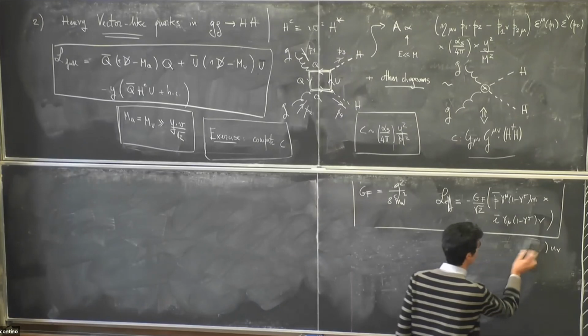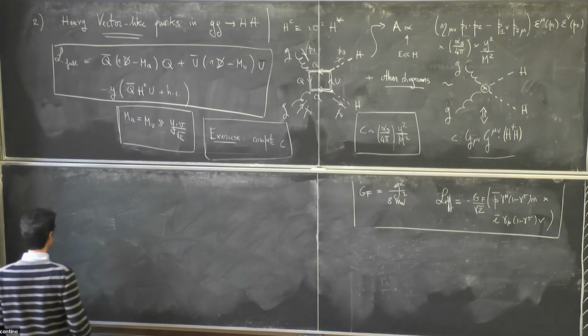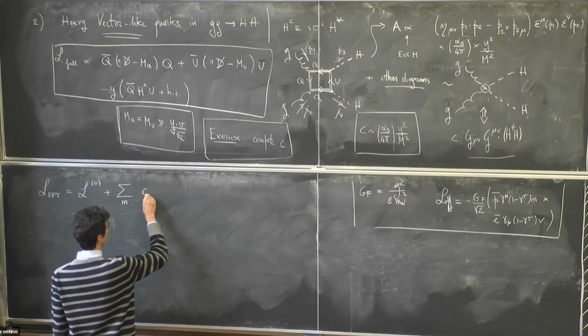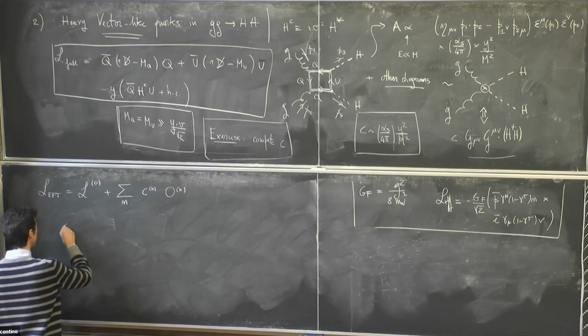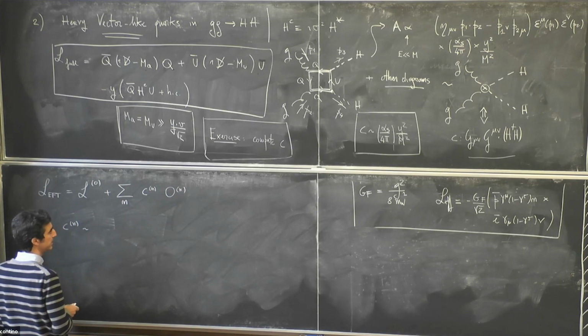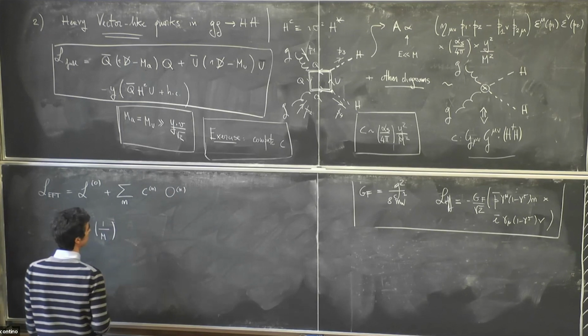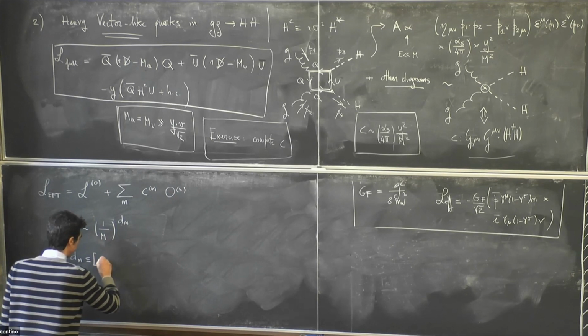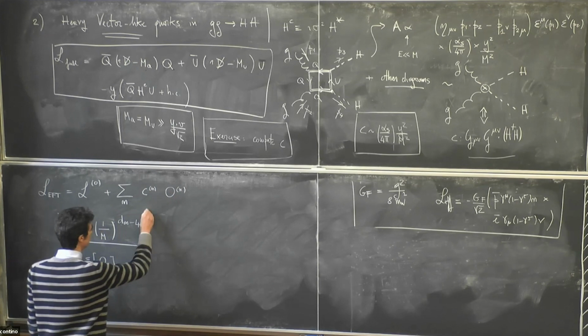So from these two examples and everything we said at this point, it should be clear that my effective Lagrangian is written as a series of coefficients times local operators. These coefficients will scale by dimensional analysis like 1 over m to what? They will scale like the dimensionality, which I will call d of n, the dimensionality of the operator of n, minus 4. This is what you expect, just based on pure dimensional analysis.